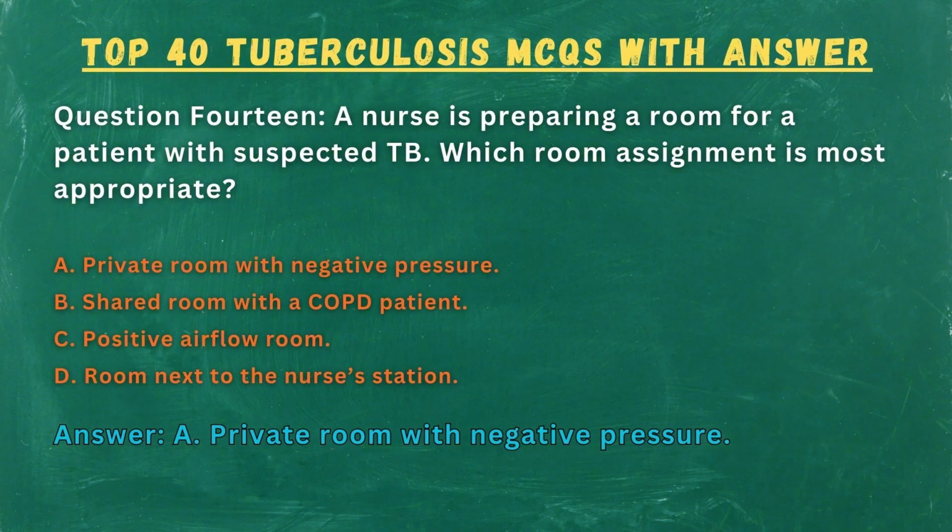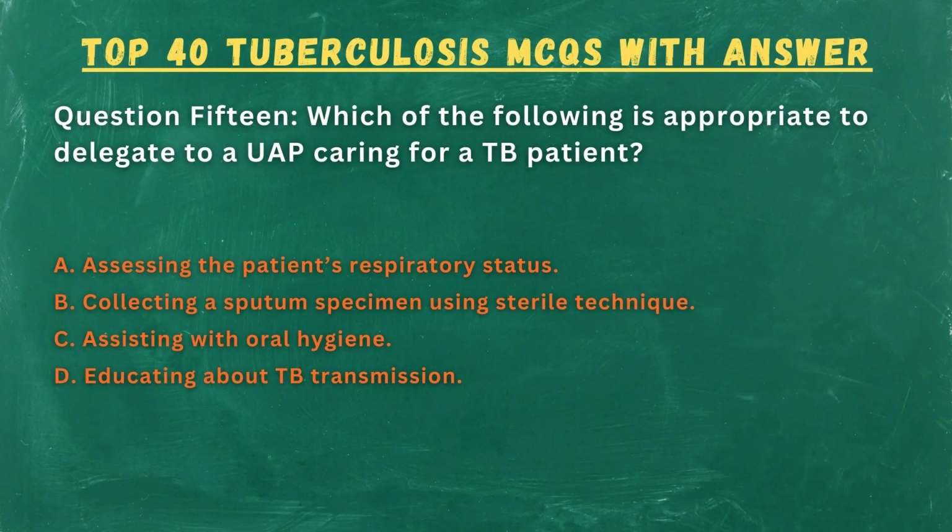Answer: A. Private room with negative pressure. Question 15. Which of the following is appropriate to delegate to a UAP caring for a TB patient? A. Assessing the patient's respiratory status. B. Collecting a sputum specimen using sterile technique. C. Assisting with oral hygiene. D. Educating about TB transmission. Answer: C. Assisting with oral hygiene.